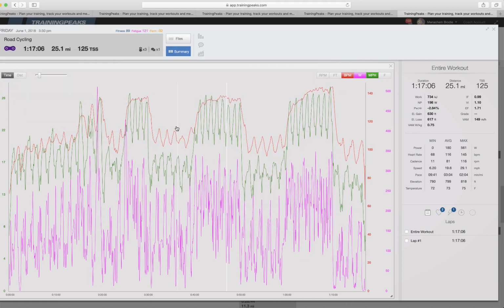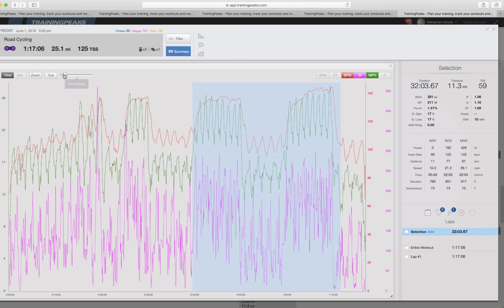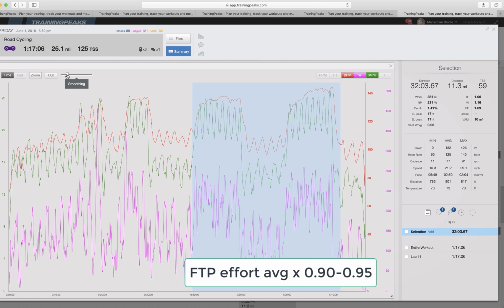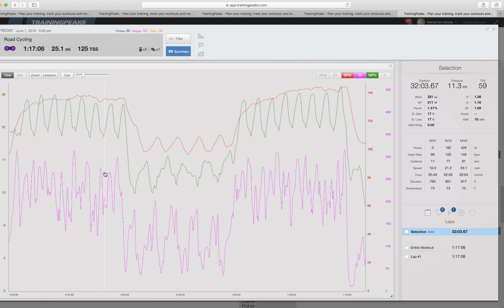And what we'll do here is, again, we're going to smooth this data out. And what we're going to do is take about 90 to 95%, depending on how advanced the rider is. So the more advanced the rider is, the higher the percentage that we're going to take from this, because what that does is allow us to see what the rider would actually be able to put out over the course of a 20-minute effort.